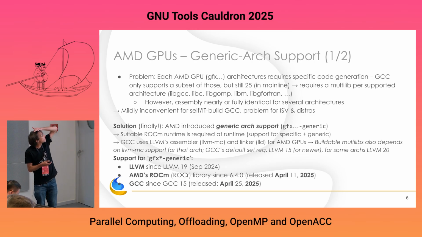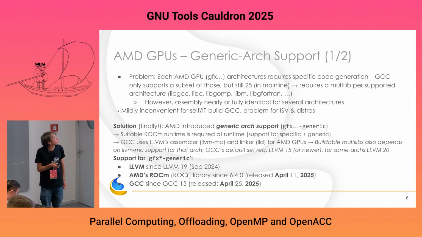For GCC, we use the LLVM as linker and assembler. And I'm actually linker back, but for the assembler, no one wants to implement it and maintain it on the binutils side with ever-changing ones. I mean, that support's a bit older, but the ROCm runtime library had it in April, and GCC was released in April, so it's there.